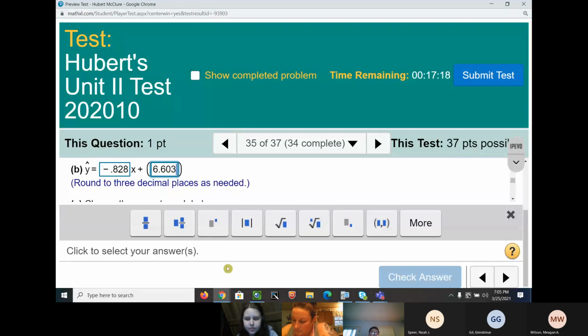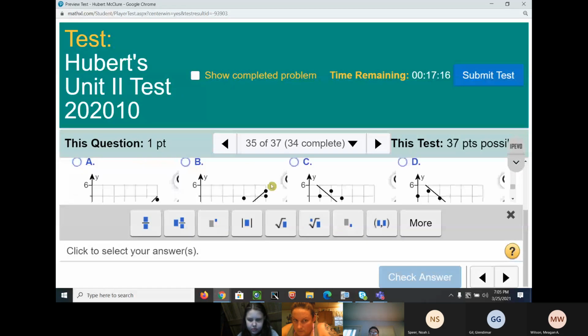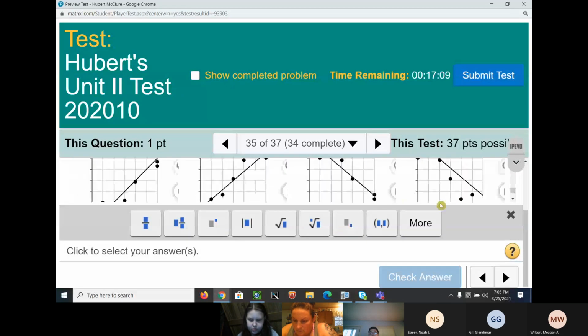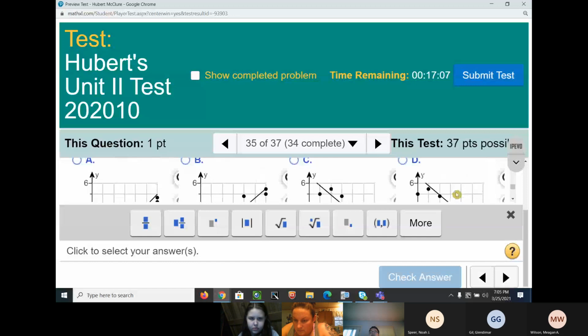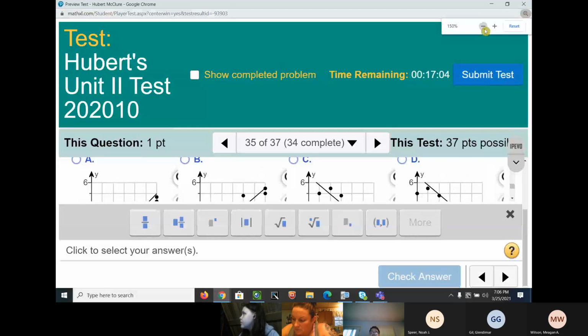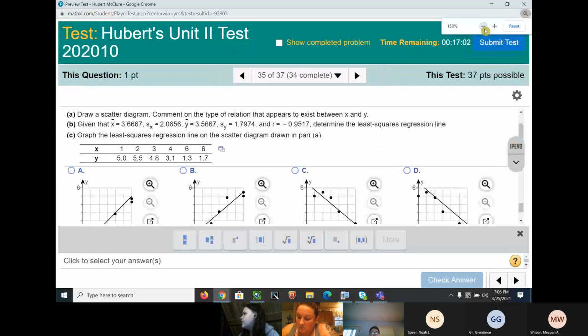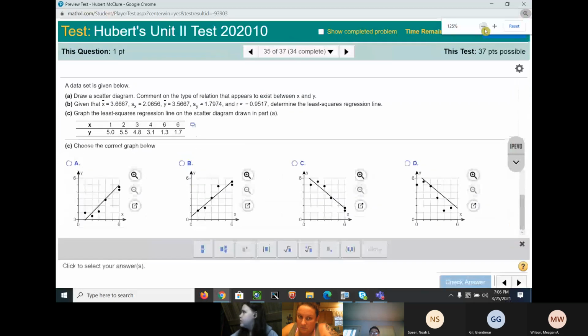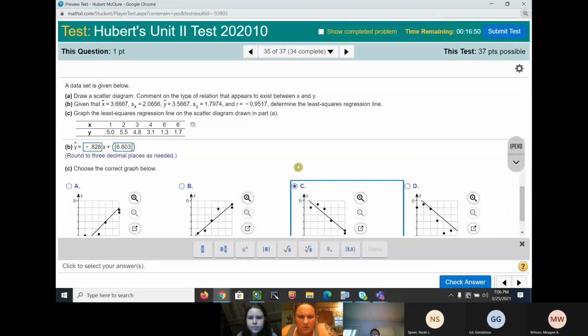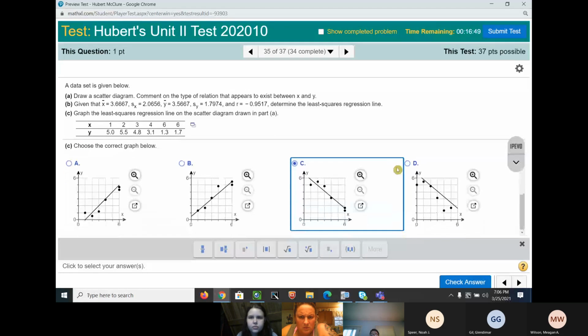Somebody tell me it's either Charlie or Delta. These are positive slopes. Can't be these two. So which one is it? It looks like this one, Charlie. Wait, because you don't put the line on top of, see all the points below? That's not right. Has to go through them. So I would say Charlie.